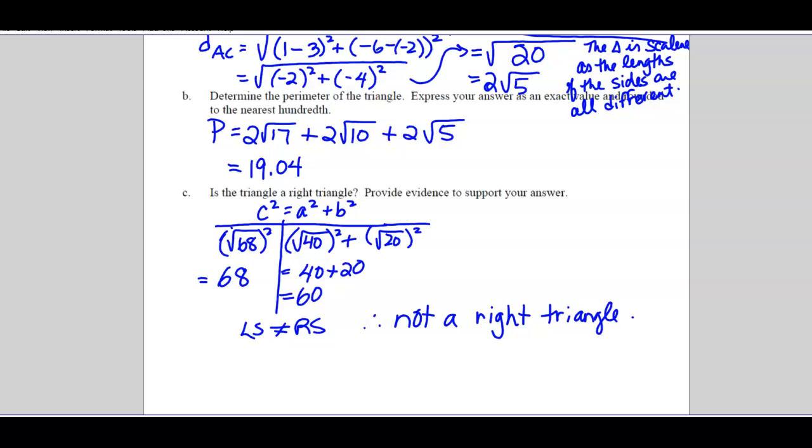So you're just checking. If you put in, like, root 20 on the left, for sure it wouldn't work. So you want to make sure that when you're checking it, you're choosing the longest side to go in for the hypotenuse. Otherwise, for sure, it's not going to work.